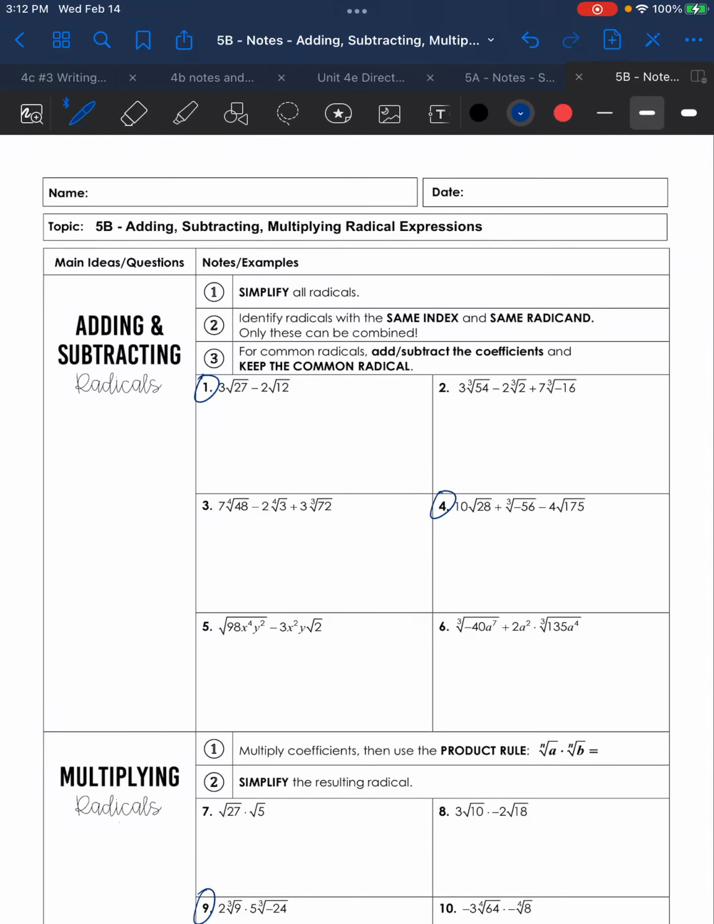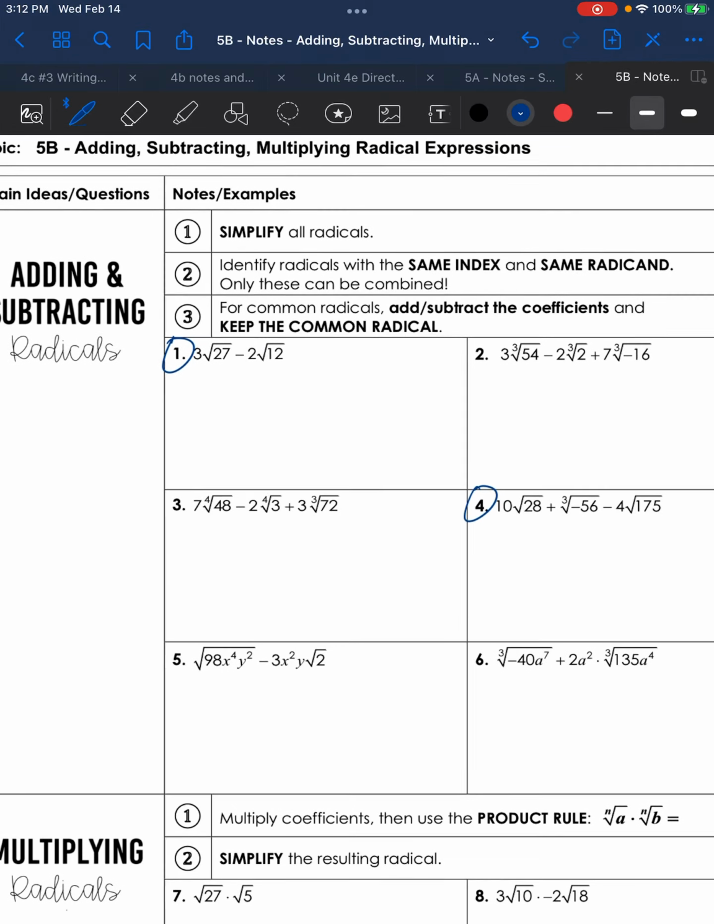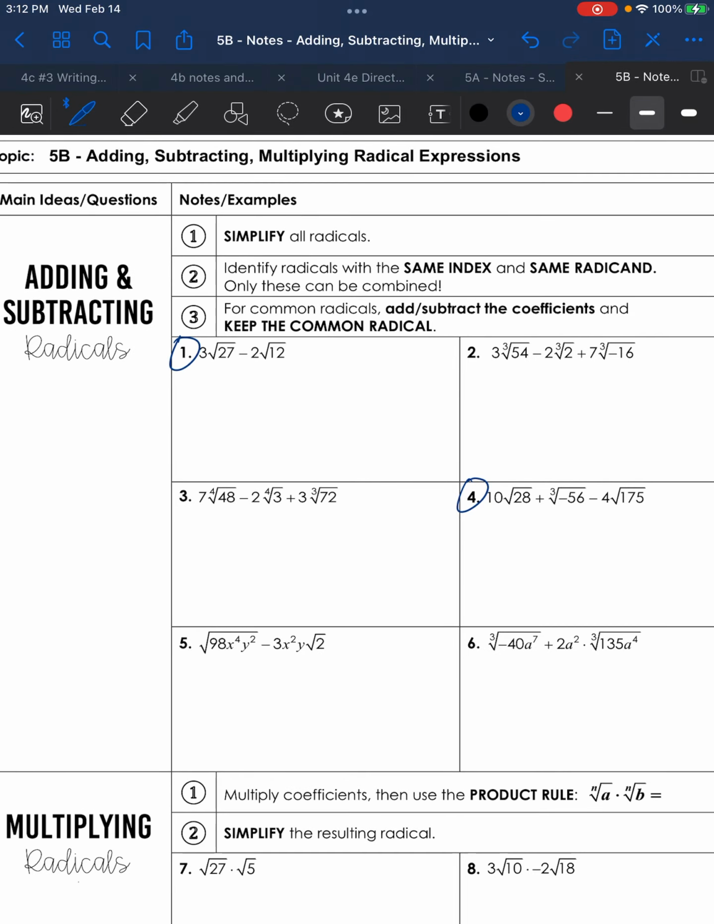All right, welcome to 5B, which is adding, subtracting, and multiplying radical expressions. So we'll do a lot of it today. Your directions are right up top, how to work these out. So first, anytime you have addition or subtraction in the problem, you always have to simplify the radicals.